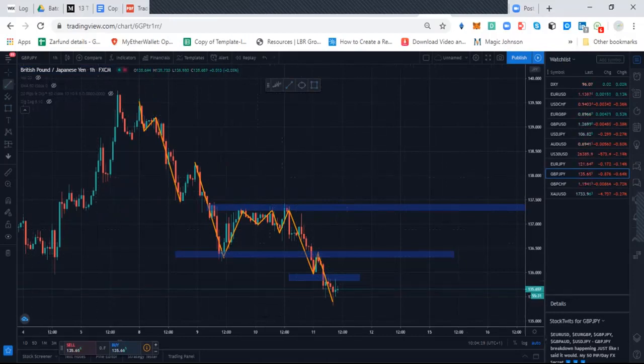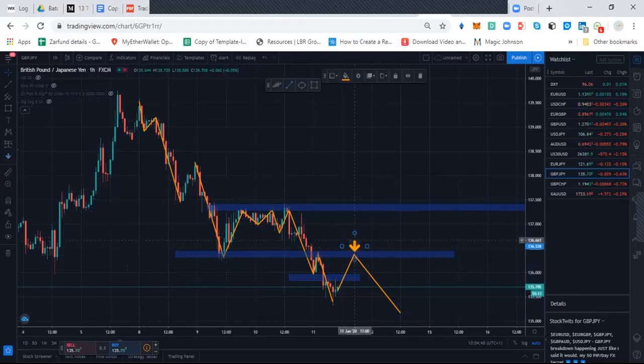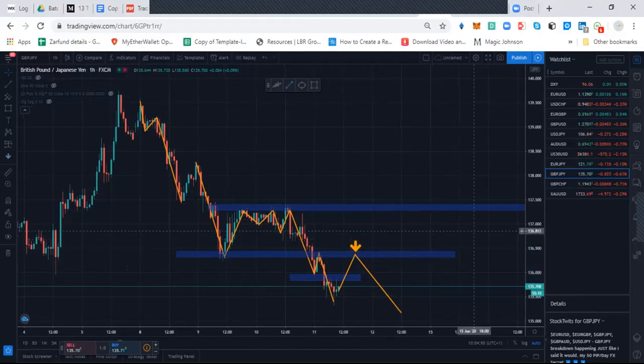So here is what I expect to happen. I'm expecting price to come here and then sell off from here. That's what I'm expecting to see on USD JPY.